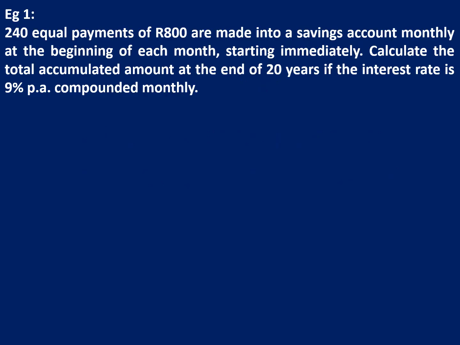Let's look at the first example. In this example, 240 equal payments of 800 Rand are made into a savings account monthly at the beginning of each month, starting immediately. We need to calculate the total accumulated amount at the end of 20 years if the interest rate is 9% per annum, compounded monthly. Let's look at it on a timeline.